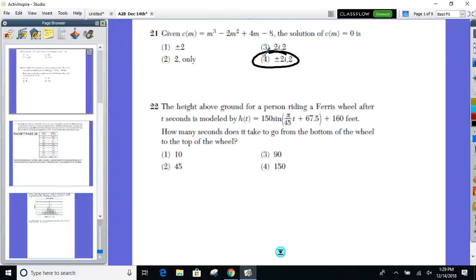Everyone good there? All right, 22. We're hopping back on the Ferris wheel with this sine equation. Ooh, but guys, there's a lot of numbers flying there. What? You're not whining, are you? All right, good.